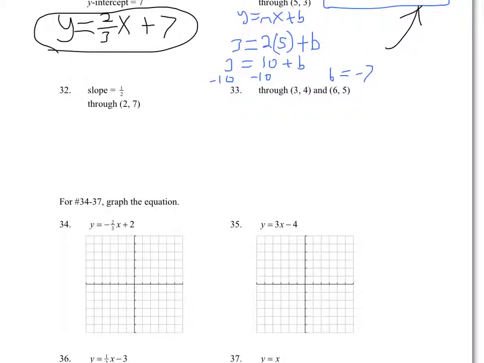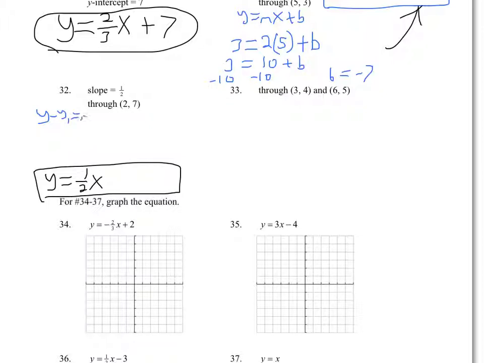Alright, number 32. Same kind of information here. We know the slope, we know a point, so I know my answer is going to be y equals 1/2 x something. I just don't know what that y-intercept is. Let's use point slope form this time. You know, y minus y1 equals m times x minus x1. And that y1 and x1, that's just the ordered pair. That's the 2 and the 7. The y and x, that's just the regular y and x that we're going to end up with in our answer.